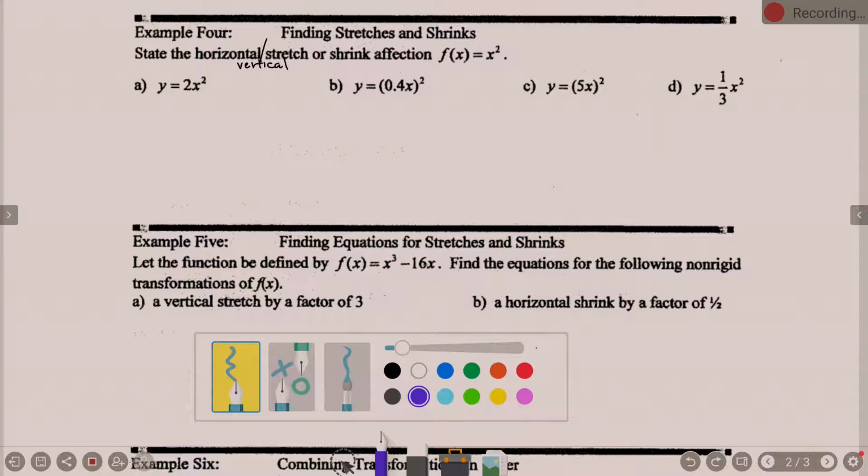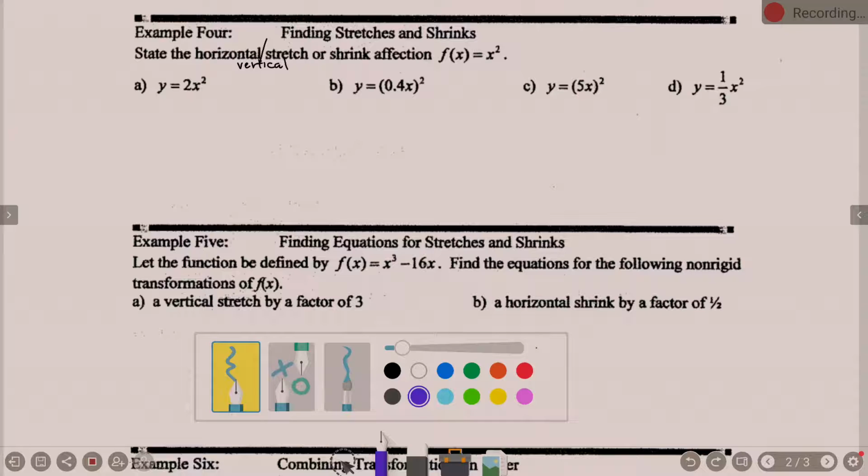Thoughts on this one? Maybe because it's more than 1, it would be stretching. Okay, the number is more than 1, and so it's a stretch. However, we have to be specific today. Is this a vertical stretch or a horizontal stretch? Good question. Vertical. Why? It's a guess, okay.